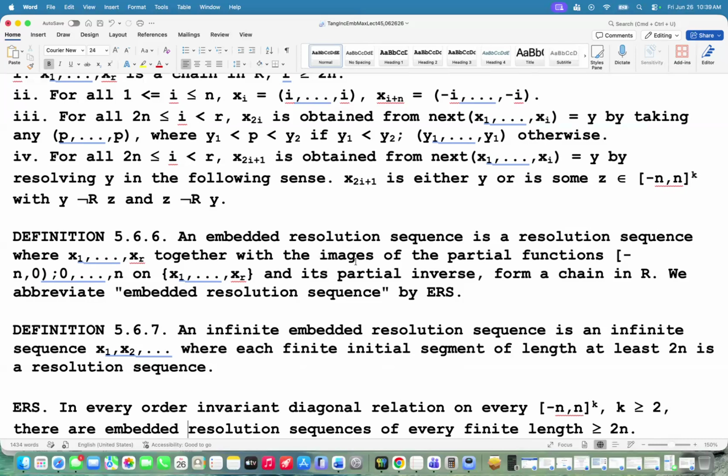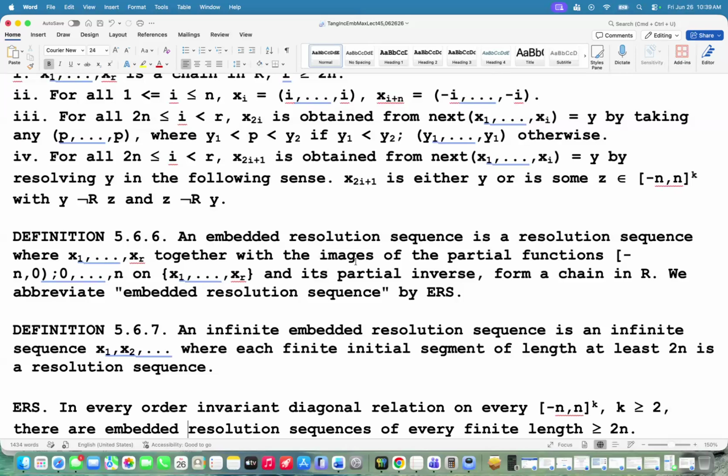All right. So an infinite embedded resolution sequence is just an infinite sequence of these k tuples where each finite initial segment of length at least 2 times n is a resolution sequence. So that's how I linked this work to the earlier work about infinite things.